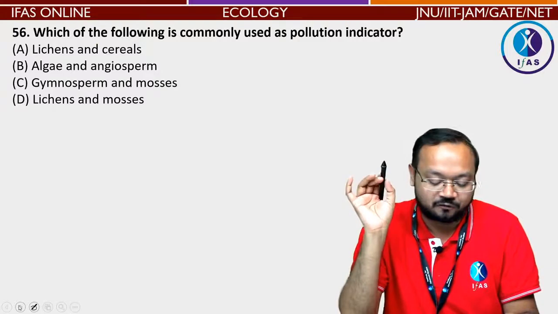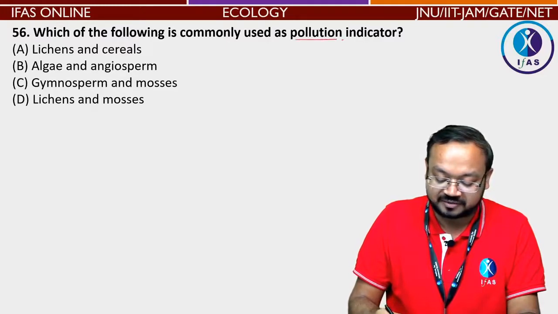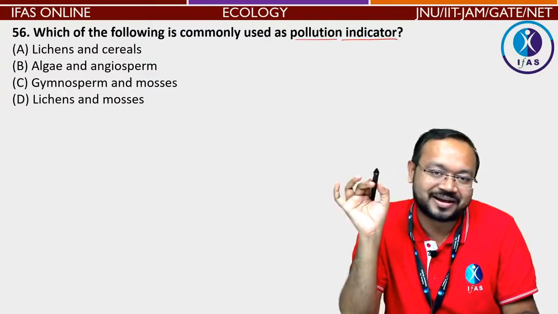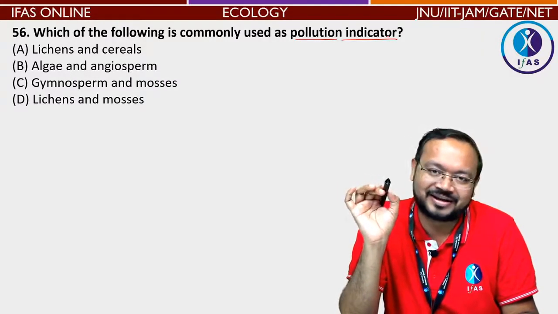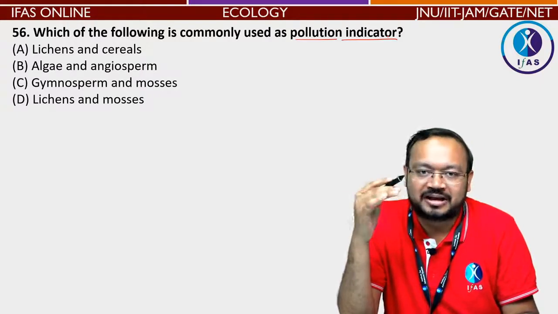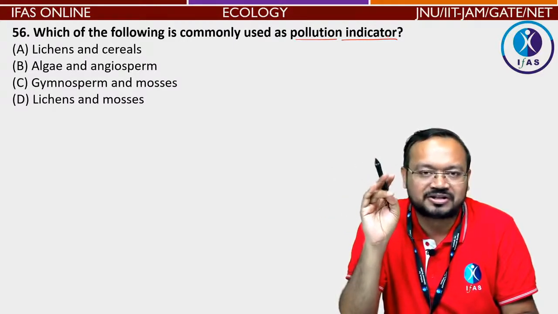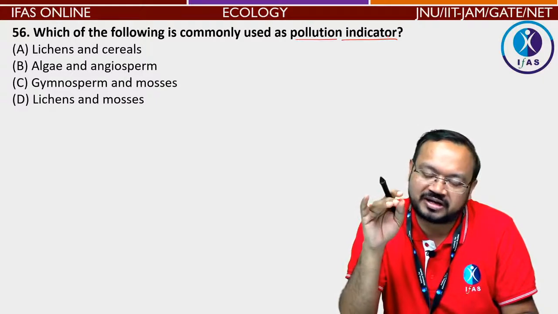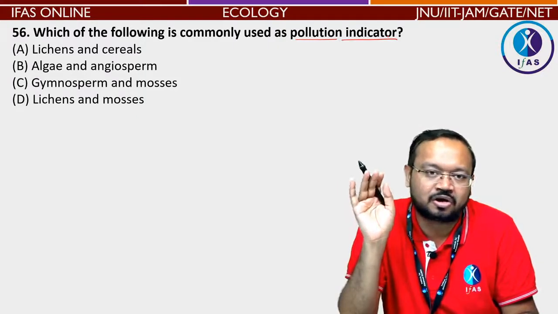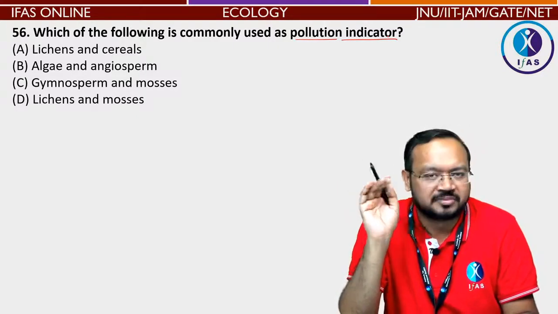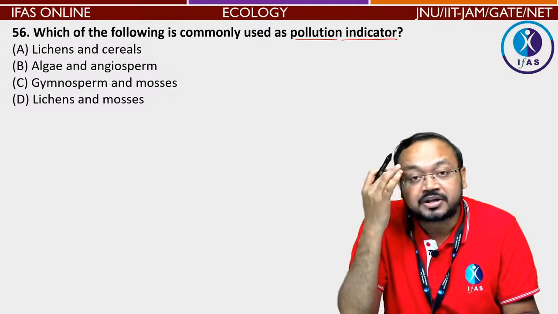Next question, again a very interesting and easy question. Which of the following is a commonly used pollution indicator? We know lichens are a type of pollution indicator. In an area where the atmosphere is polluted with different types of pollutants, lichens generally don't grow. Especially if sulfur pollution is there in the atmosphere, lichens will not grow in such an area. Similarly, another organism responsible for such indication is mosses.